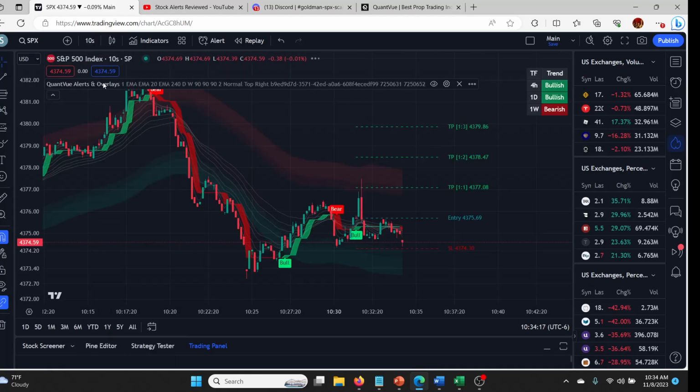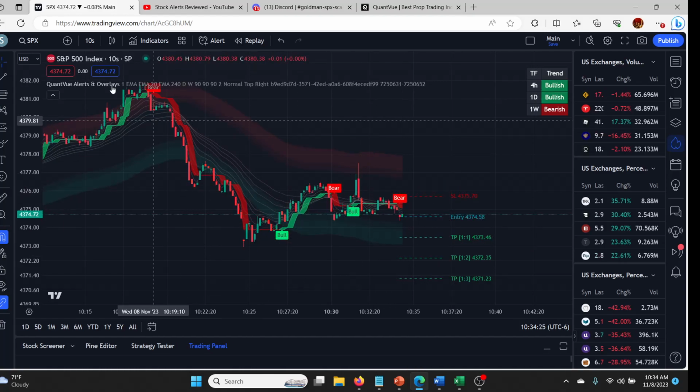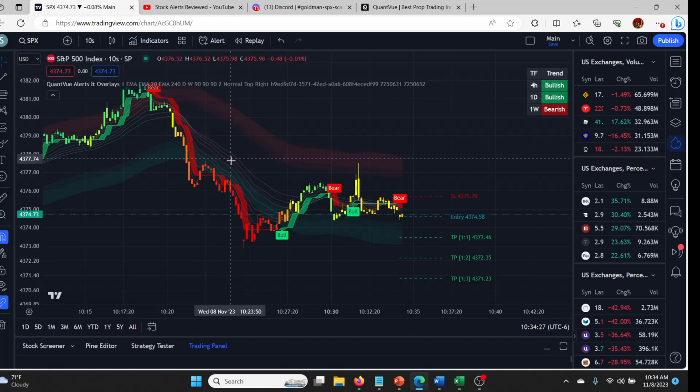Let's go back to the 10 seconds. It hasn't stopped out just yet. There it goes. So when it stops out, it switches to bear. So things aren't looking so great at the moment.